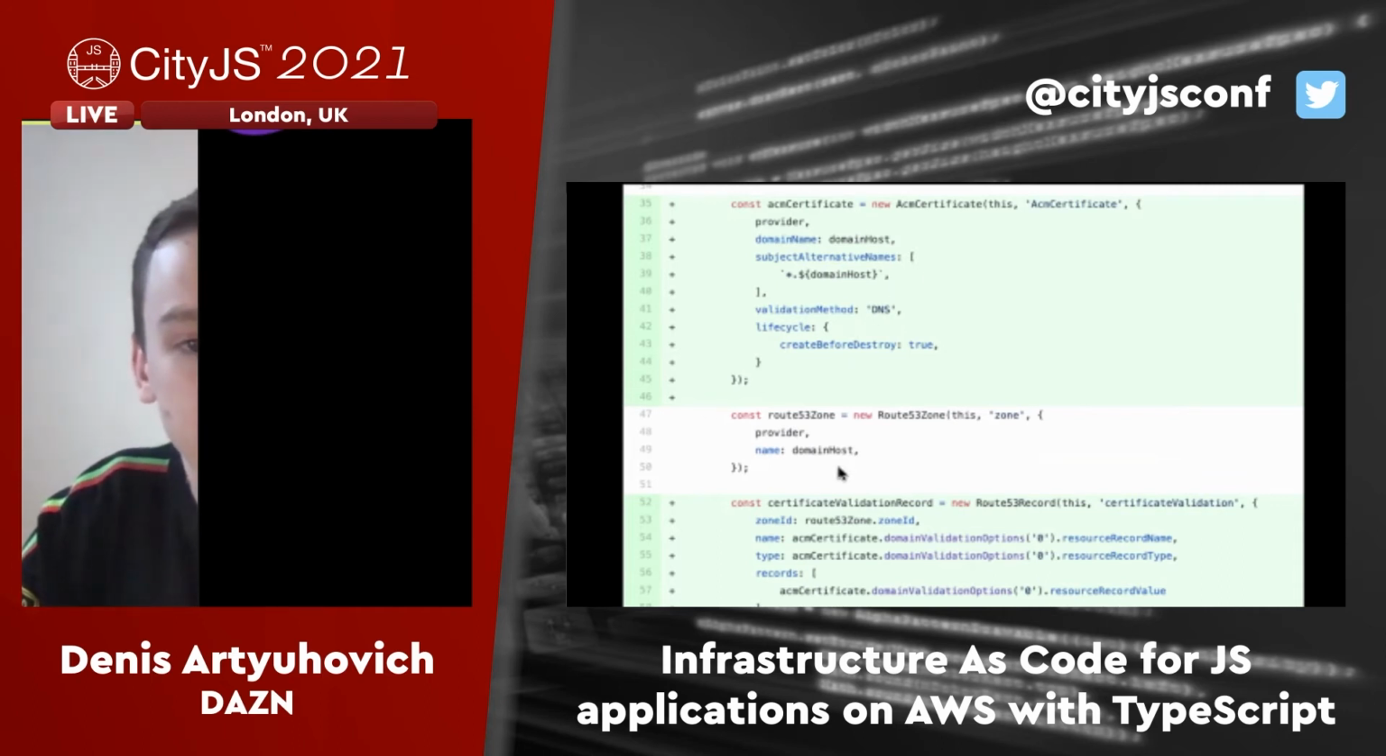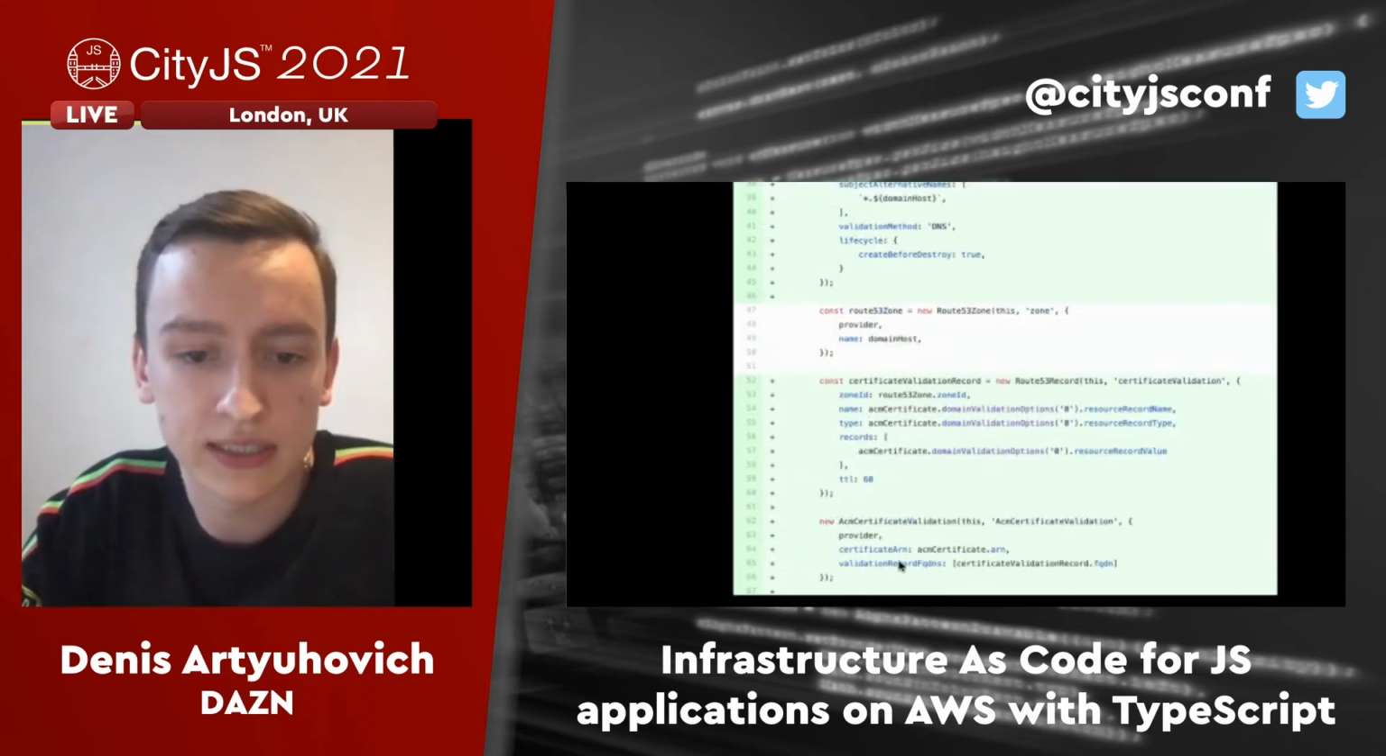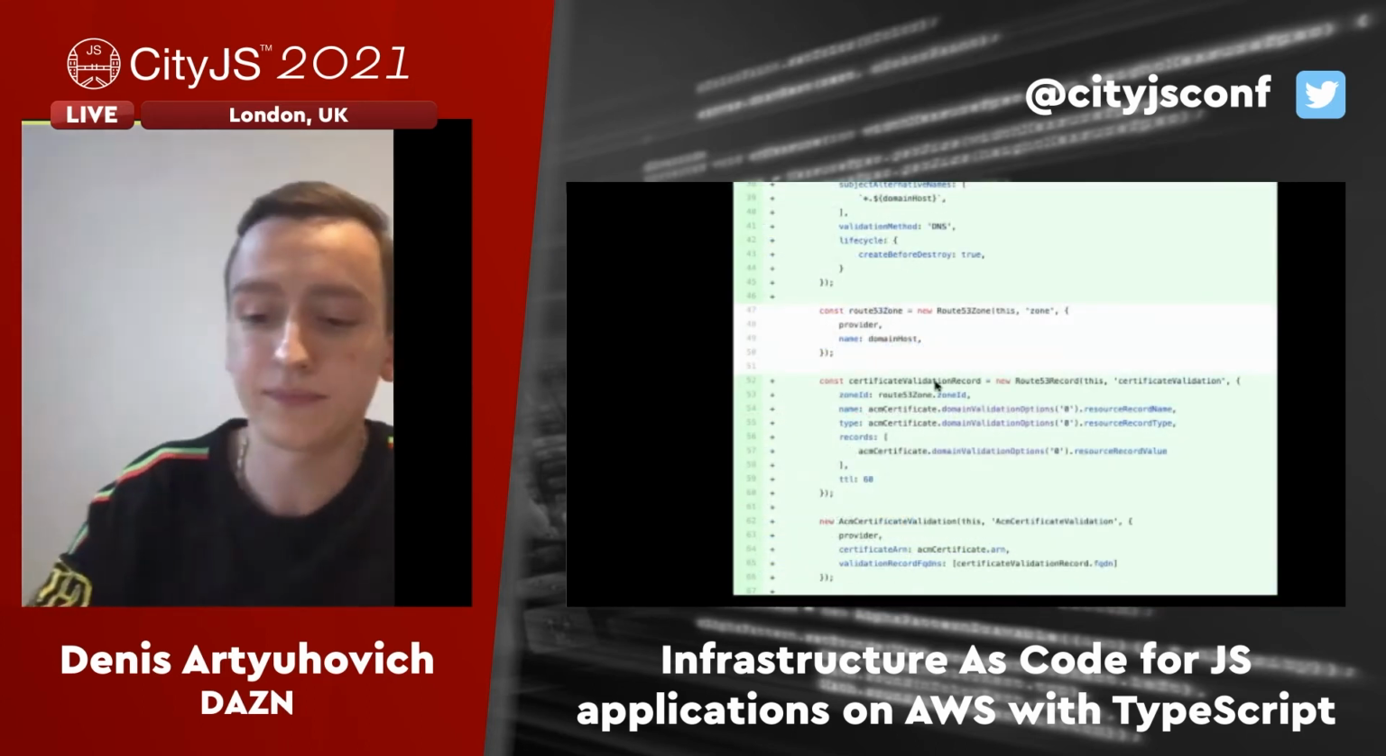And we're also creating the new validation record, same as we have created the A record for our subdomain. But this time we're passing the same zone ID as the Route 53 zone ID, which we have created here. But for the name, type and records, we're passing the ACM certificate outputs. For the validation itself, we need to connect these both things. So we're passing the certificate ARN from the ACM certificate, and we're passing the validation record from here.